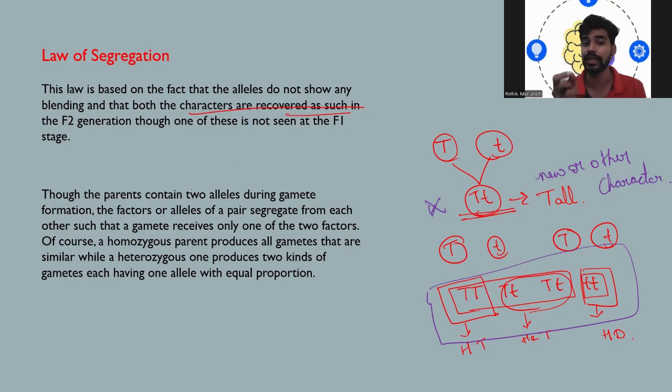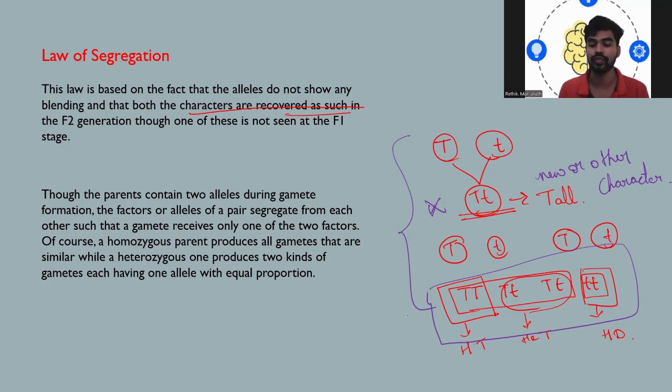During the gamete formation, the factors or alleles of a pair segregate from each other such that the gamete receives only one of the two factors. Of course, the homozygous parent produces all gametes that are similar, while the heterozygous one produces two kinds of gametes, each having one allele, in equal proportion. That is what I was saying here.